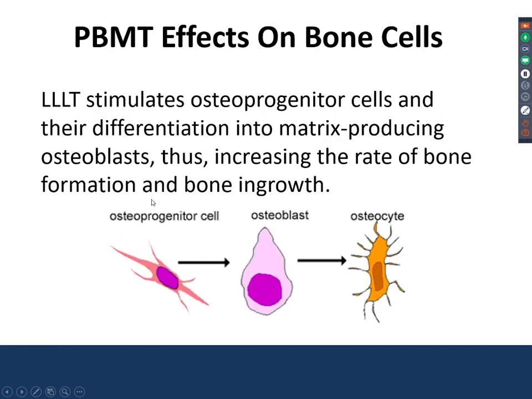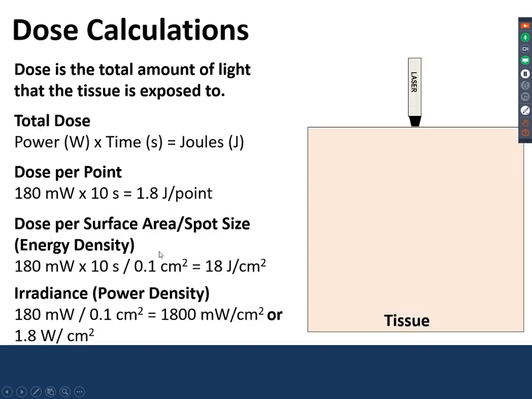So really what we're trying to do is stimulate the osteoprogenitor or stem cells, turn them into osteoblasts, and repair this injured area. Again, you have to get the light to the area. So these are small fractures without a cast. If you have a cast, you're not really able to do this.